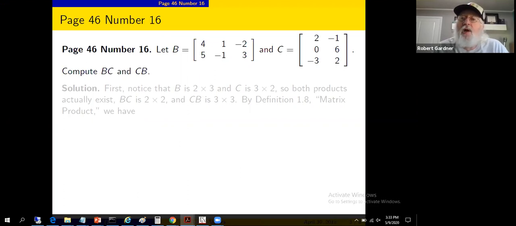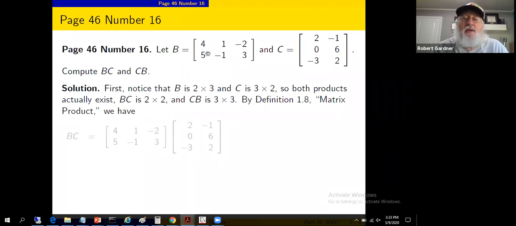First off, the dimensions have to be correct. Matrix B here is a 2 by 3 matrix. Matrix C is a 3 by 2 matrix. So we can multiply B times C because we've got the same number here as we have here. We can multiply C times B as well because the second dimension of the first matrix is 2, and the first dimension of the second matrix in the product C times B is also 2.